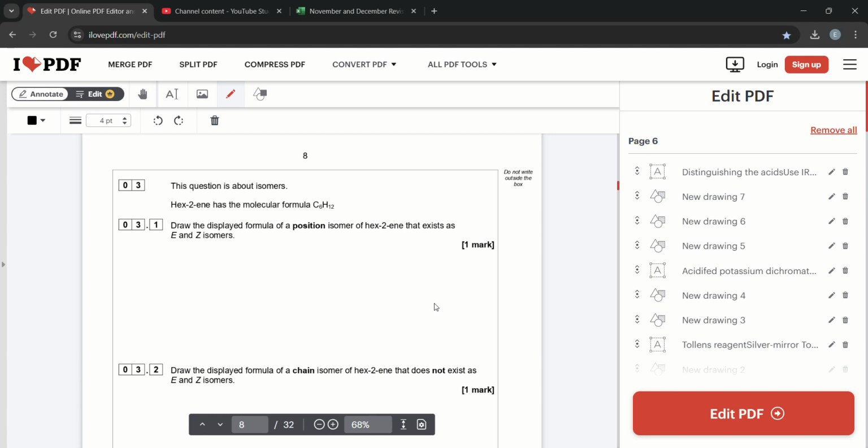Question 3, this question is about isomers. Hex-2-ene has a molecular formula C6H12. Draw the displayed formula of a position isomer of hex-2-ene that exists as E and Z isomers. Hex-2-ene, okay, position isomer.